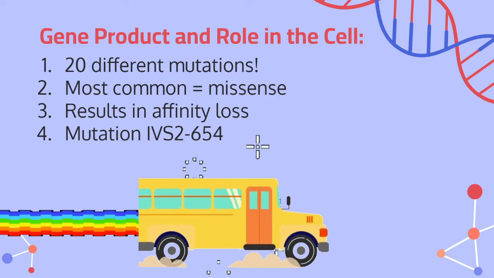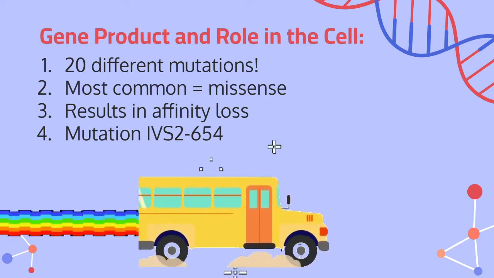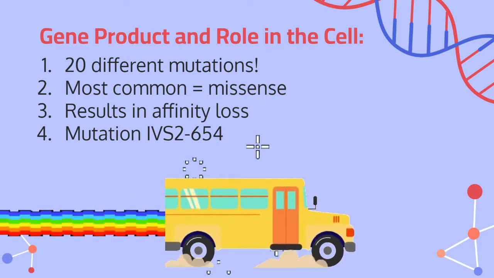The mutation IVS2-654 creates aberrant splicing, leading to the retention of nucleotides 580-652 of the second intron. The addition of 24 additional amino acids causes the globin chain to lose its binding affinity, while deletions completely remove the ability to produce either alpha globin or beta globin.